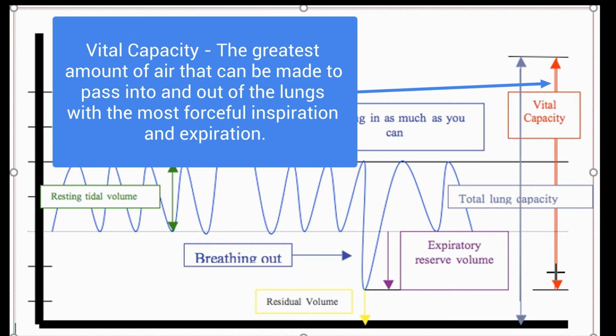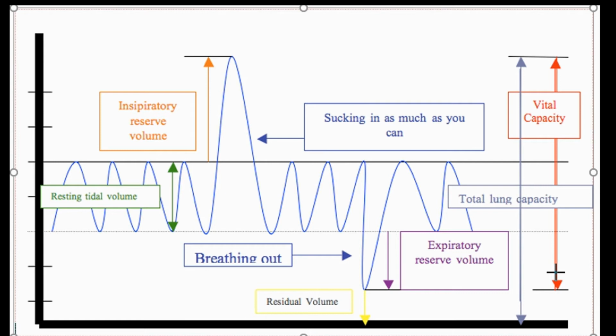Vital capacity doesn't tend to change when we start exercising. Just because you're exercising doesn't mean you can suddenly get more air in the most forceful breath into your lungs. However, if you were to train for a long period of time, there's a chance that your vital capacity would increase.